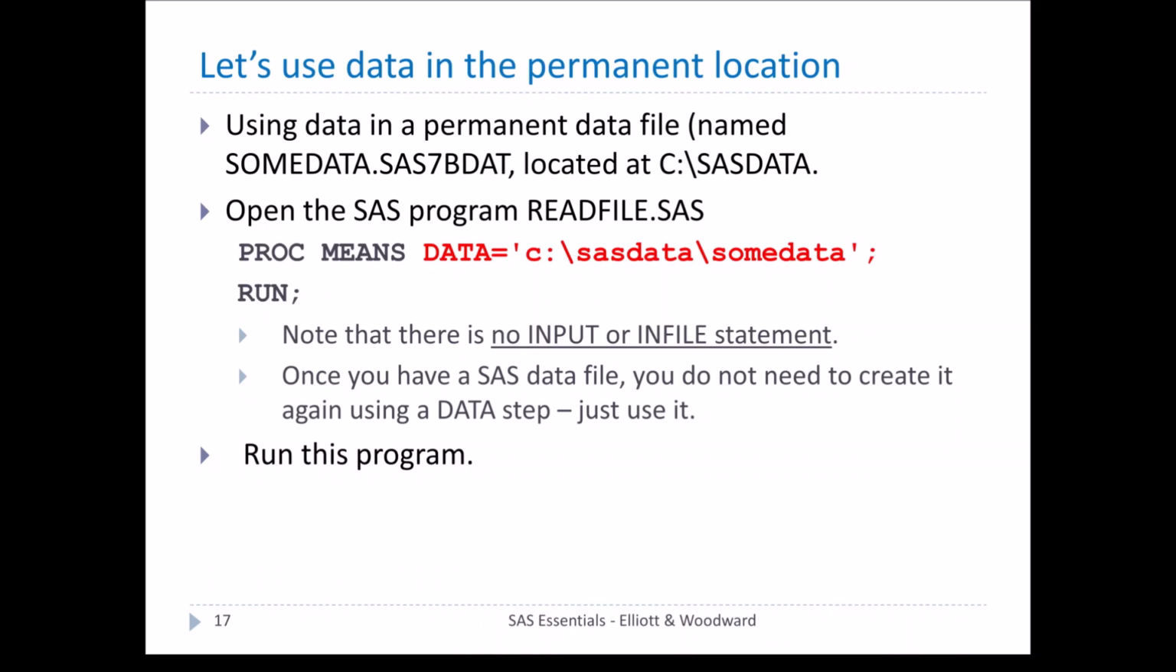So we can refer to it using C:\SAS data SOMEDATA. So you see here in proc means, I have a statement data equal, and then it gives it a file name. This file name is the Windows file name, so it knows where it's at, the location, the folder, and the name of the data set. So that's one way to use a data set that we have created.